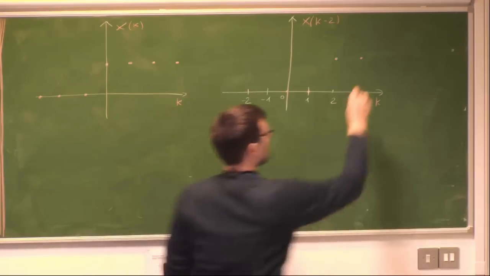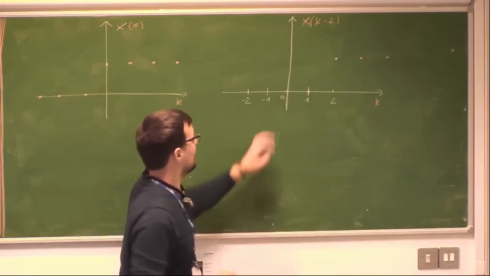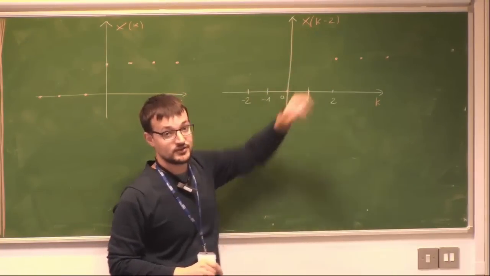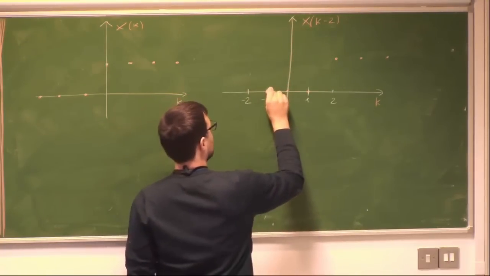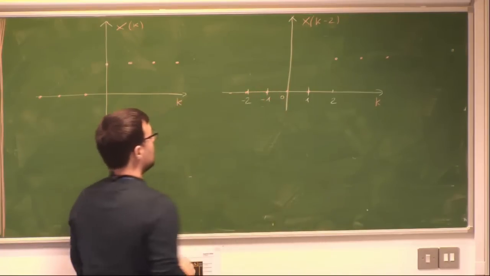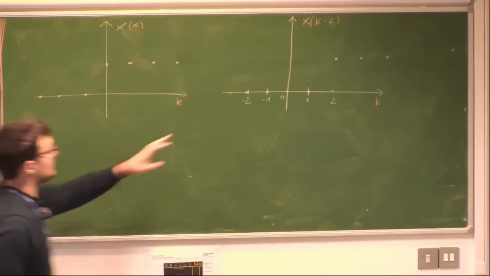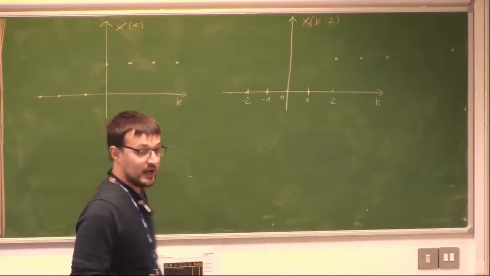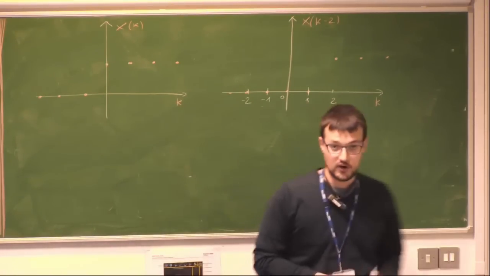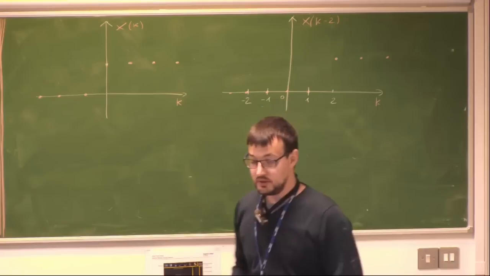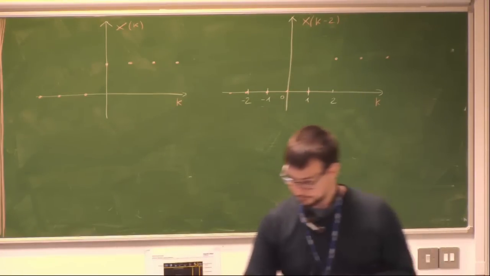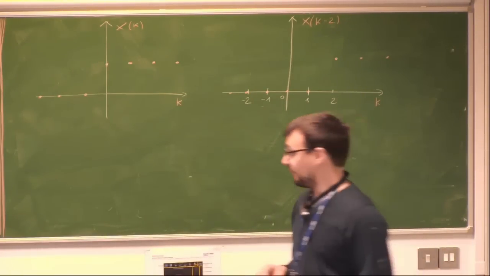On the other side, when k is minus 1, this is x of minus 3, and so we have 0, 0, and so on. So we see that this shift is a shift towards the right. Now we want to compute the Z transform of the shifted function without actually doing the whole computation, by using this formula. The proof is the following.